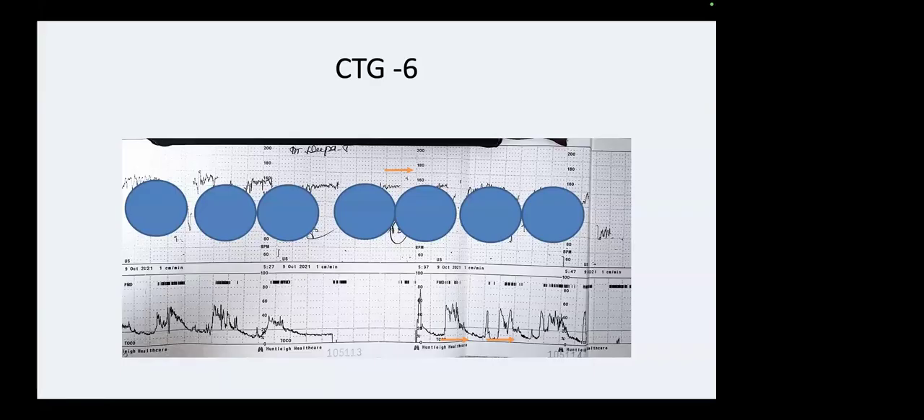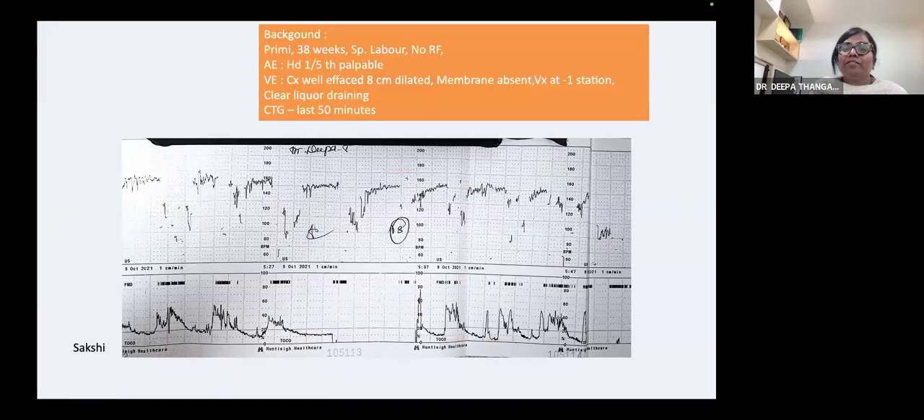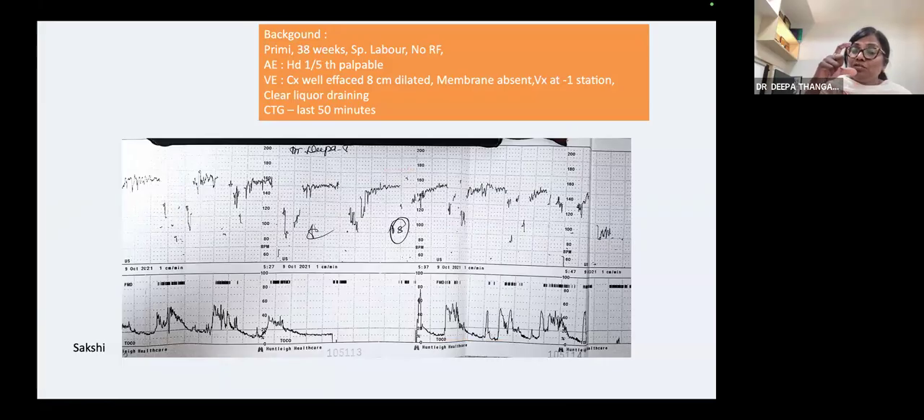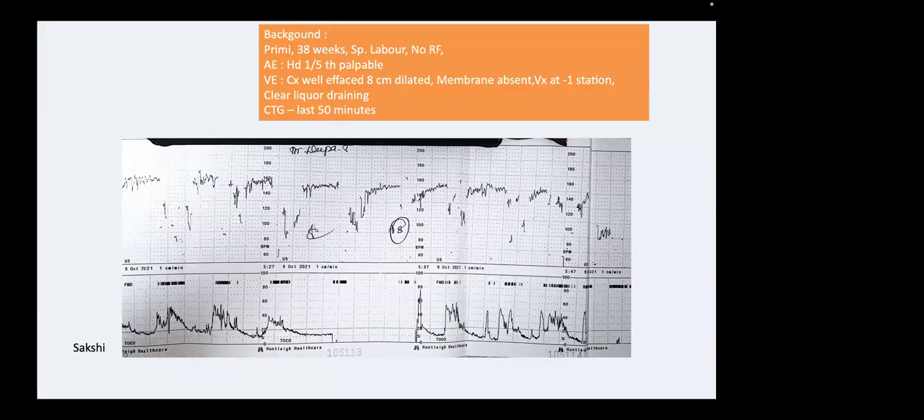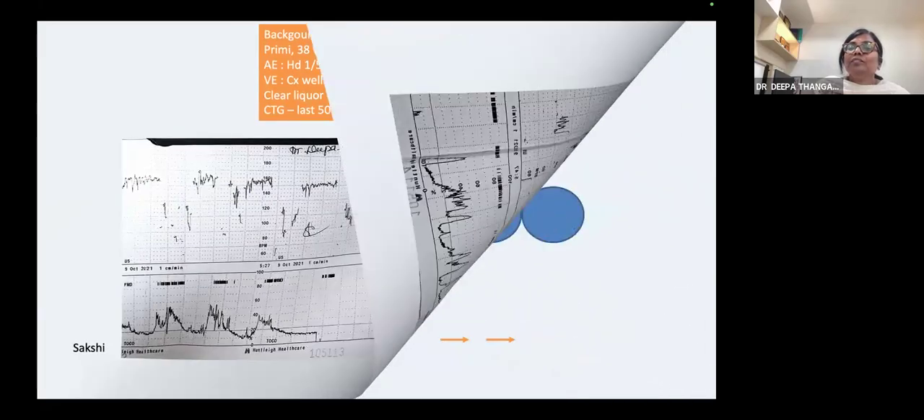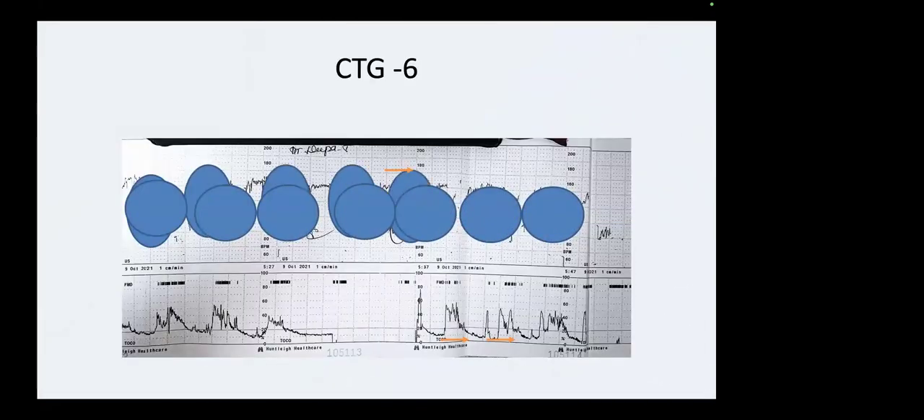variable decelerations, with complicated or without complicated features? Ma'am, without complications. No, ma'am. Complication is there, ma'am. Membranes are absent, ma'am. No. When you say it's a deceleration, you have to type the deceleration, which is variable. Now you have to say is there any concerning features or not? Cord compression.